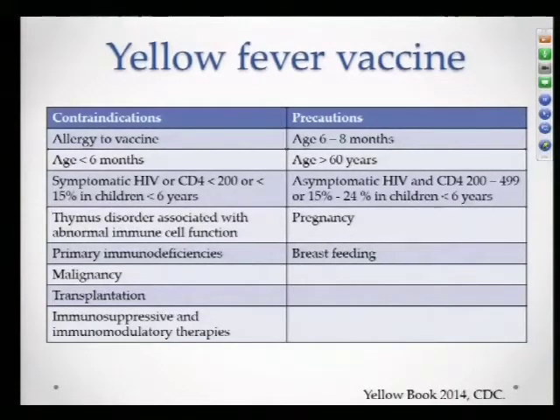So for example, elderly patient can get the yellow fever vaccine. Pregnant patient can get the yellow fever vaccine. Breastfeeding, yes, not a contraindication, but it is a precaution. Precaution is where we hedge our bets and say, we don't have evidence that it'll kill you, but you should be careful.